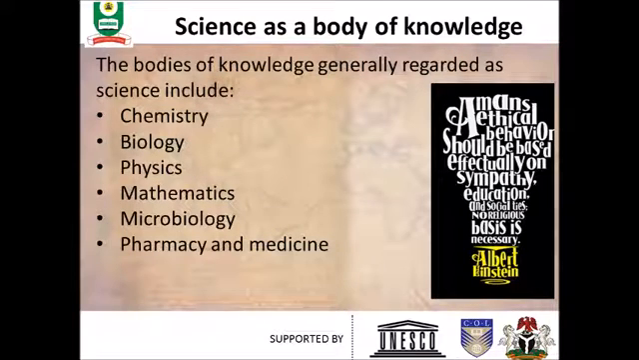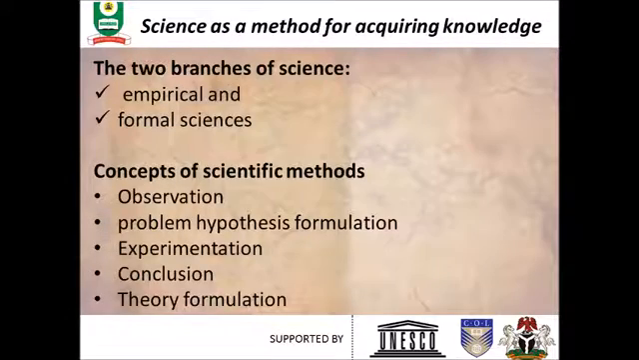Science as a body of knowledge. What does the word body tell you? The bodies of knowledge generally regarded as science include chemistry, for example, biology, physics, mathematics, pharmacy, medicine, etc. These bodies of knowledge differ from other forms of knowledge such as religion or art, and they differ in both content and form. You are going to understand these differences in subsequent units.